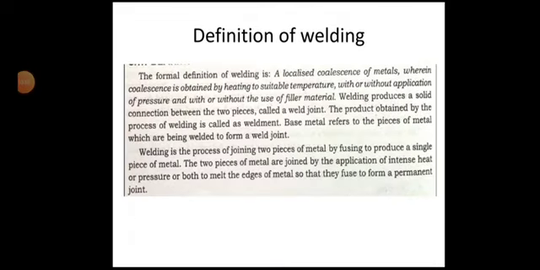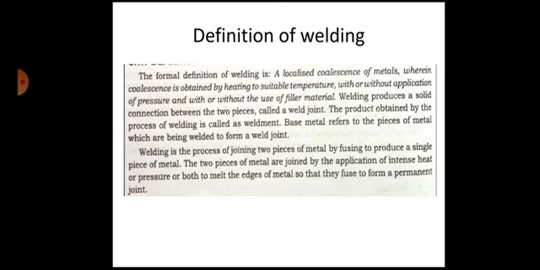Next, definition of welding. Welding can be defined as a localized coalescence of metals wherein coalescence is obtained by heating to suitable temperature with or without the application of pressure and with or without the use of filler materials. Welding produces a solid connection between two pieces called a weld joint. The product obtained by the process of welding is called a weldment. Base metal means the pieces of metal which are being welded to form a weld joint.